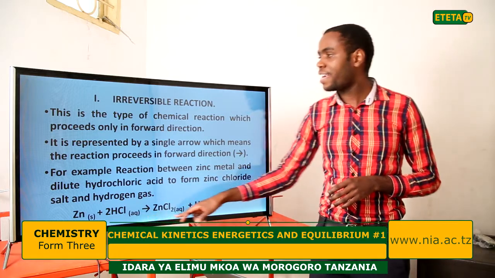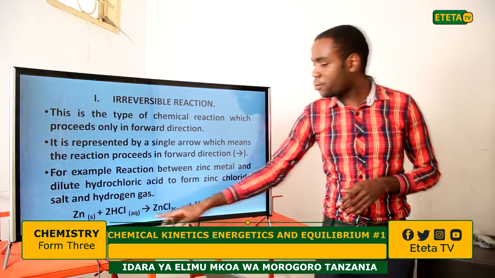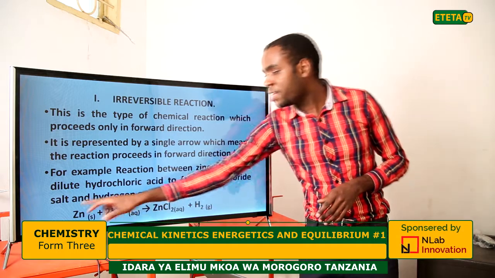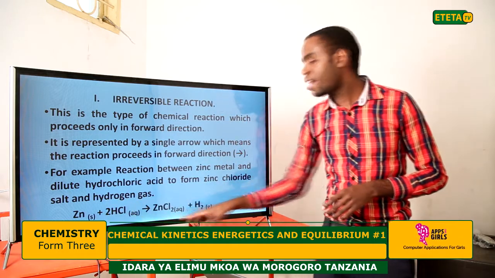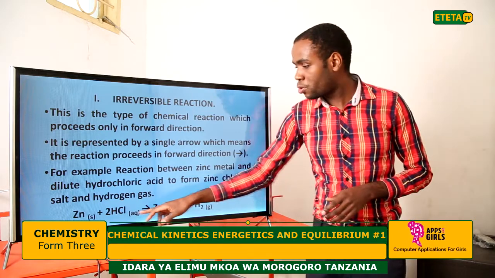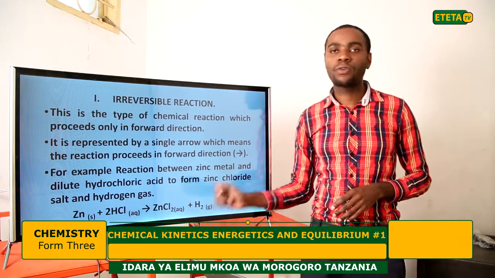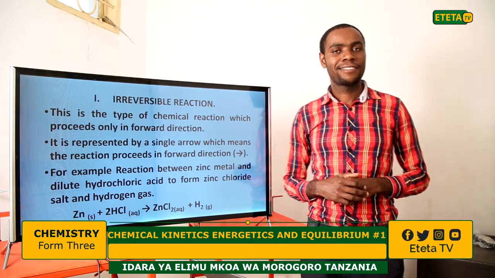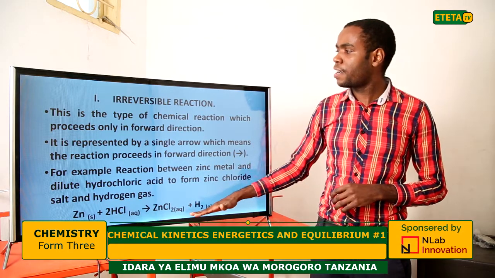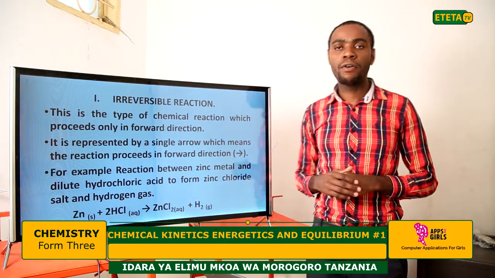This reaction here is an irreversible reaction, and we use the arrow here to show these are reactants and these are products. This arrow shows that only reactants can change to products, but the products cannot change to reactants. So this here is an example of irreversible reaction.